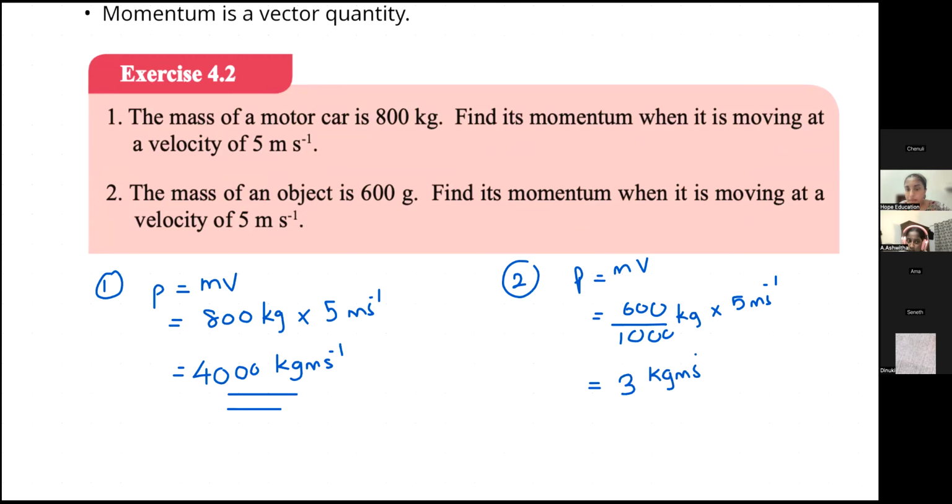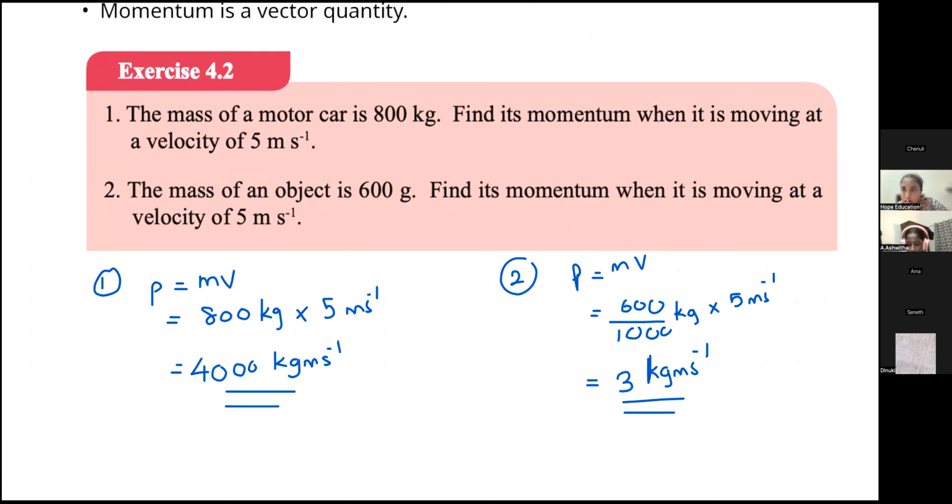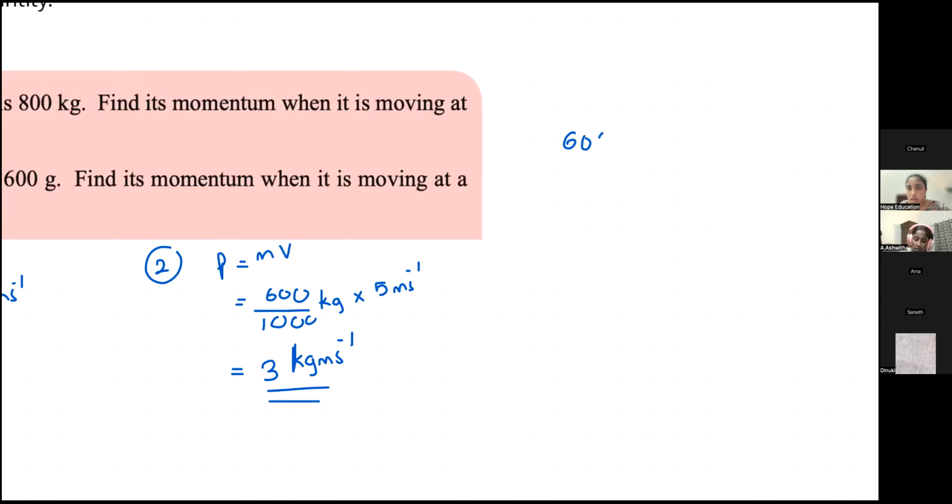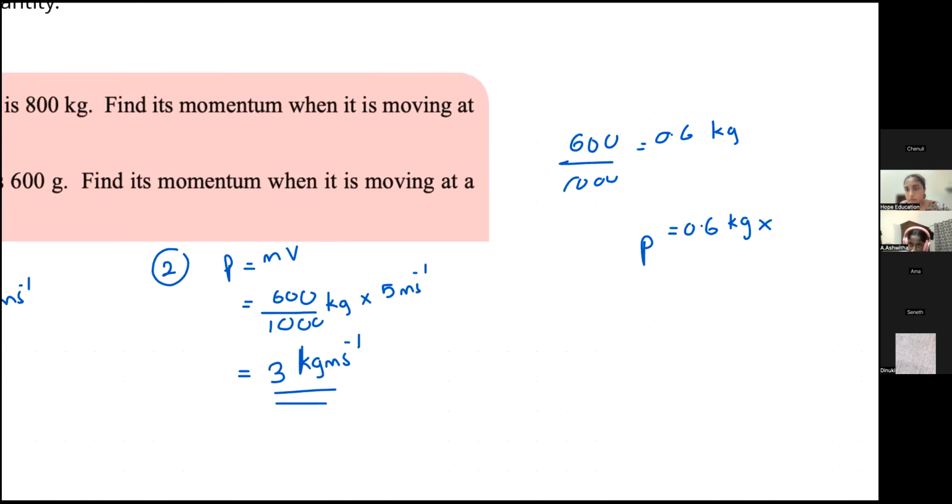Did you all understand the second one? Chenuli, did you get the second one? Tisha, I got 5 kilograms ms minus 1. That can't be, because now you convert 600 grams to kilograms by dividing by 1000. Then you get 0.6 kilograms. So momentum is mass, which is 0.6 kilograms, multiplied by velocity 5 ms minus 1.